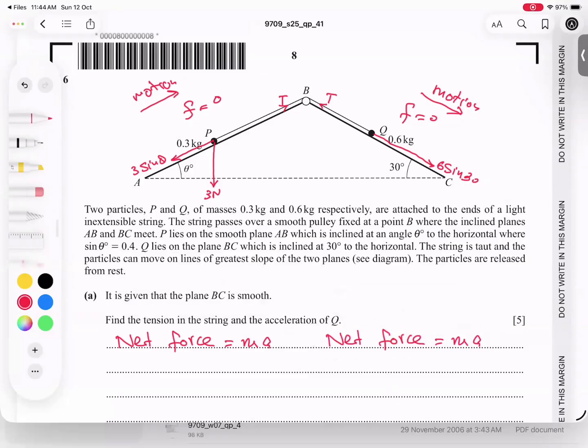So when you talk about the Q particle, this minus tension equals ma. So I can say 6 sine 30 minus tension is equal to m times a. 6 sine 30 is basically 3.